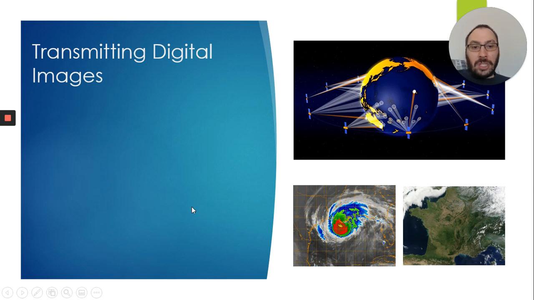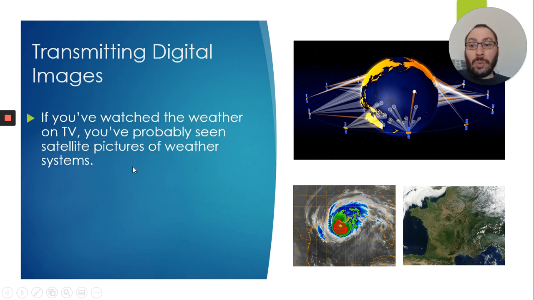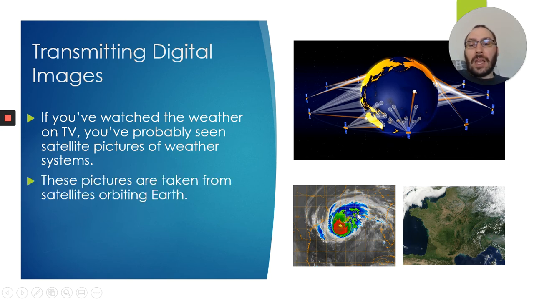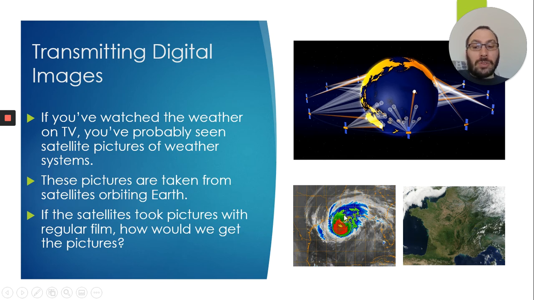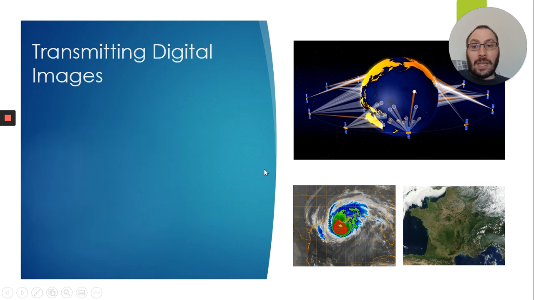Digital images can then be transmitted around the world. If you ever watch the weather on TV and they show satellite images like these down here, you wonder how they get them. They're taken by satellites way up in the sky. In order to get those pictures down, they have to send them. That information is sent down to us, and our computers put all that information digitally in order so we get these beautiful pictures.